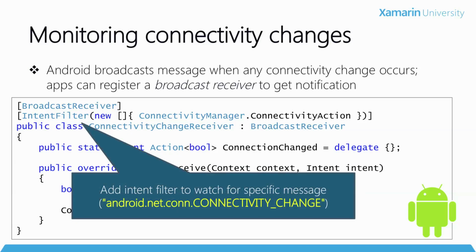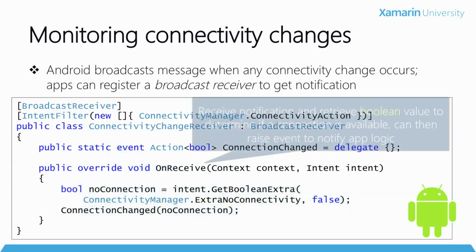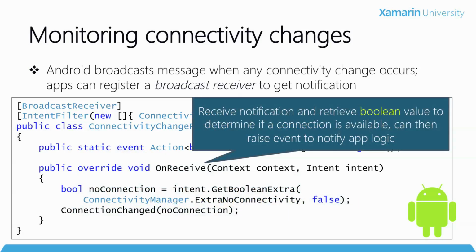Next, we add an intent filter attribute to indicate which message we want to watch for. In this case, it's the connectivity changed message, which is a broadcast system message. Xamarin Android has a nice constant you can use for this. And finally, we override the OnReceive method, which is called when the message is detected. This retrieves a Boolean from the passed intent, and it raises the static event, which will then let the rest of the application know about the change.